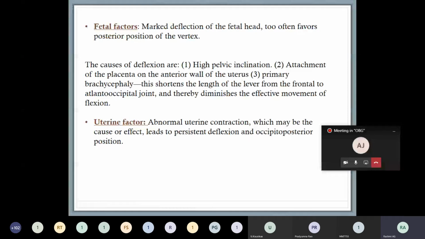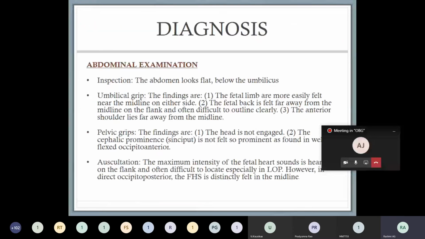Okay, so the uterine factors. The uterine factor which can lead to persistent deflection and occipital-posterior position is abnormal uterine contraction, which can be either a cause or an effect. Next comes the most important question: how do we diagnose that it is an occipital-posterior position? We do it by abdominal examination and vaginal examination.